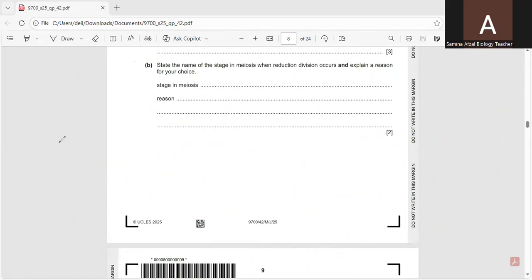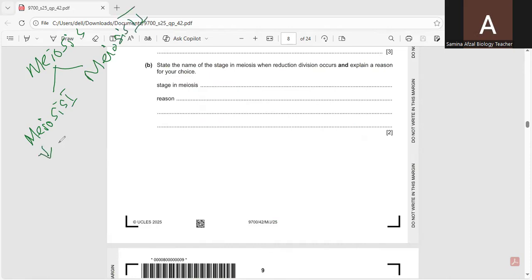You know, meiosis consists of two phases, meiosis 1 and meiosis 2. During meiosis 1, the reductional division takes place, as the chromosome number is halved. The process starts with the diploid 2n parent cell.